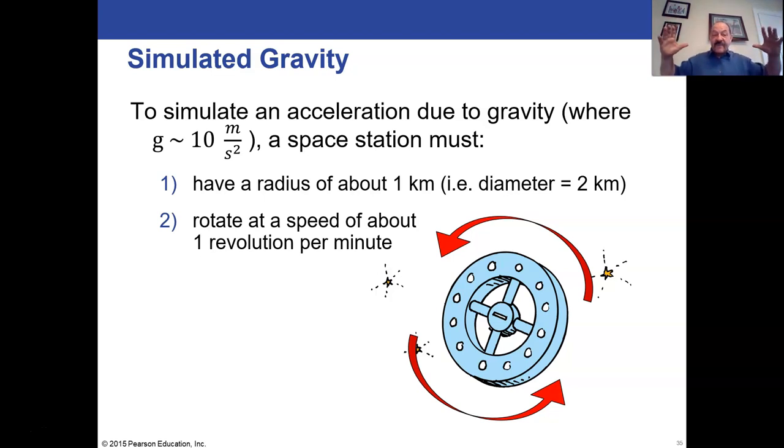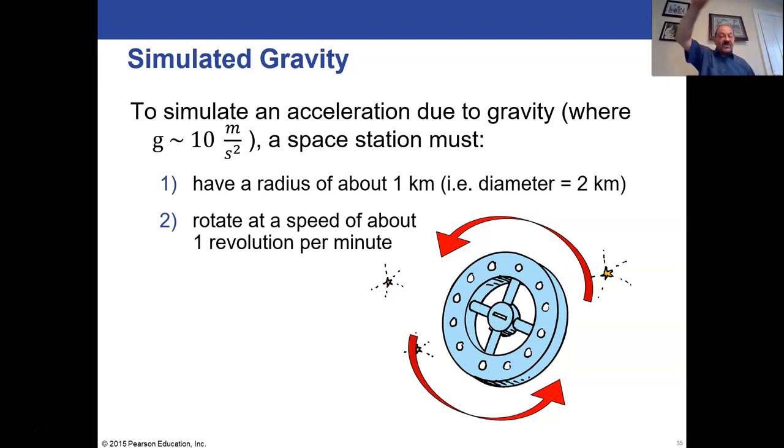you can have a radius of 1 kilometer. That means it's 2 kilometers wide, about 1.2 miles in diameter. It's a pretty good sized space station eventually. If you have this thing spinning at a rate of only 1 revolution a minute, that's a lot of distance. Remember, it's a diameter of 2 kilometers, so the circumference is 2 kilometers times pi, so it's over 6 kilometers around. That's about 3 or 4 miles around.